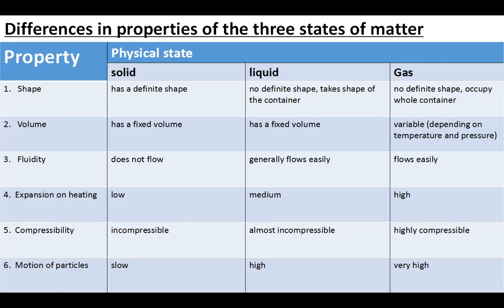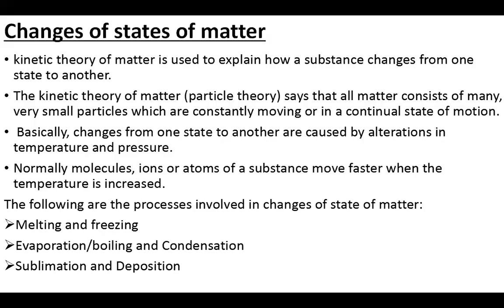Moving on, let's see the changes of state of matter. Change of state of matter is explained by the kinetic theory, which is used to explain how a substance changes from one state to another. Now, the kinetic theory of matter, or the particle theory, says that all matter consists of many very small particles which are constantly moving, in a continual state of motion. So this is what the kinetic theory of matter states. Now, basically, the changes from one state to another are caused by alteration in temperature and pressure.